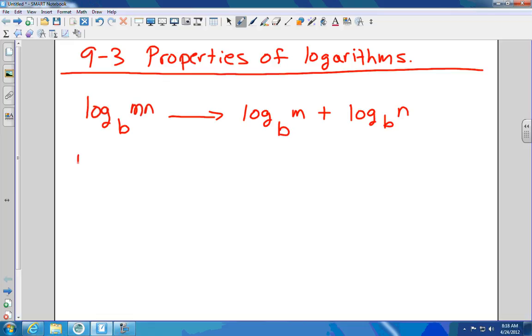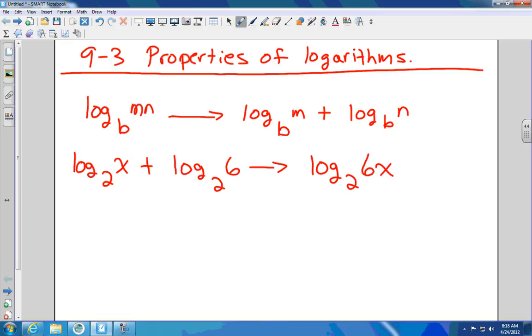So if you saw log base 2 of x plus log base 2 of 6, you should know that you can rewrite that together as log base 2 of what? Right. Log base 2 of 6x. So that's your first property.